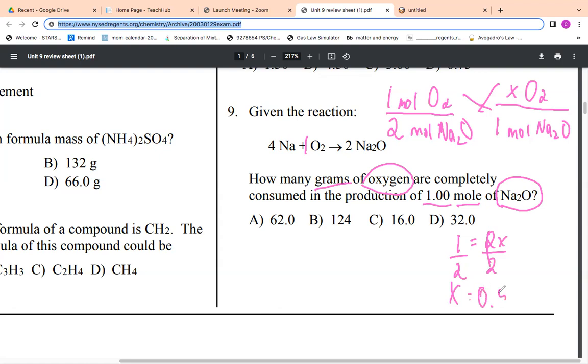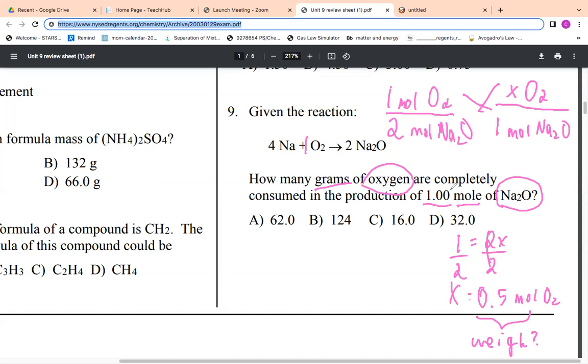And we end up with 0.5 moles of O2. So in order to make just 1 mole of this sodium oxide, we only need half a mole of oxygen. But that's not what the question is directly asking. They're not asking how many moles of oxygen you need. They're asking how many grams of oxygen you need.